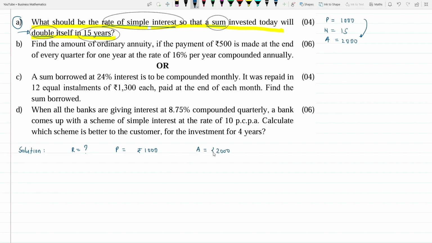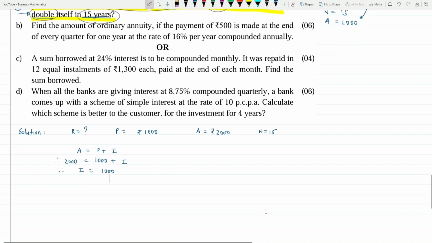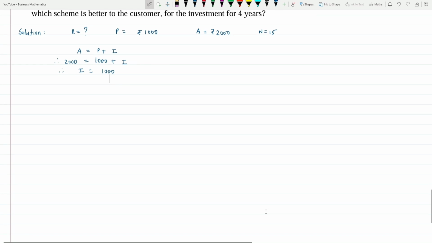Since our principal is 1000, the amount needs to be 2000 and it should be happening in 15 years. So N is 15 years. We know that the amount can be evaluated as the principal plus interest. So if we plug in the values, we have 2000 is equal to 1000 plus I. And on simplification, we get I is equal to 1000 rupees. That means that the interest needs to be 1000 rupees in 15 years.